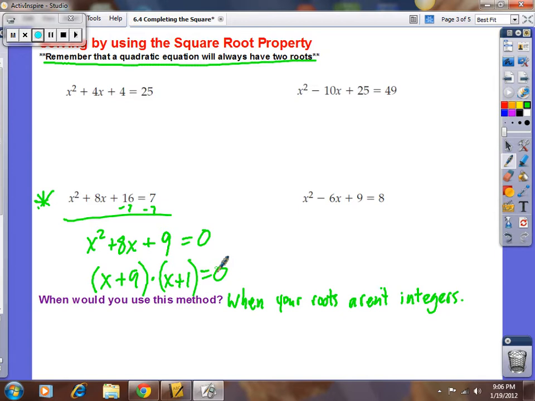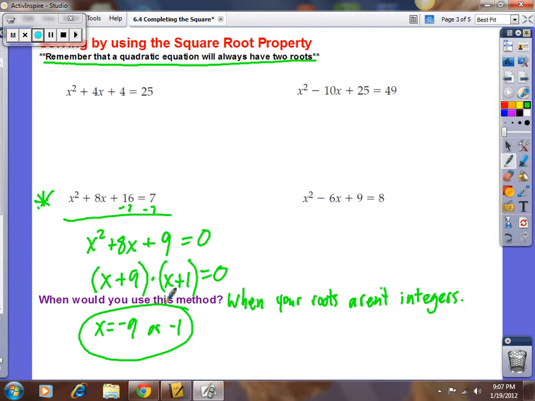And then you use your zero product property. If you're multiplying and your answer is 0, either the first quantity was 0, so that would mean x would have to be a negative 9, or the second quantity is 0 and x would have to be a negative 1. So I lied. Those answers are in the set of integers, so we're okay.